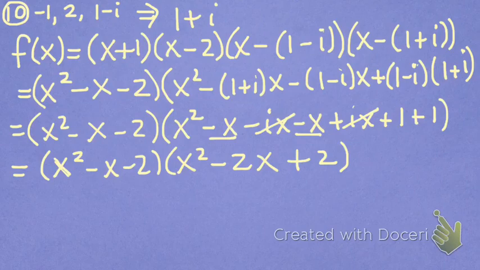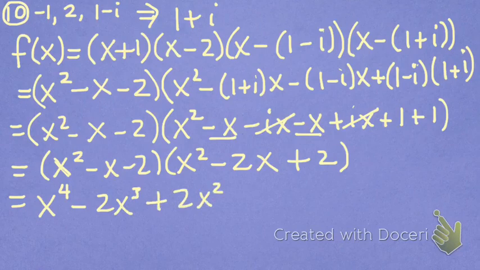And then we distribute each term in the first polynomial across the second polynomial. x squared times x squared is x to the fourth. And x squared times minus 2x is minus 2x cubed. x squared times 2 is plus 2x squared. And then we're going to distribute the minus x. So that's minus x cubed. Notice I'm writing my cube term under the last cube term. Minus x times minus 2x is plus 2x squared. Minus x times 2 is minus 2x.